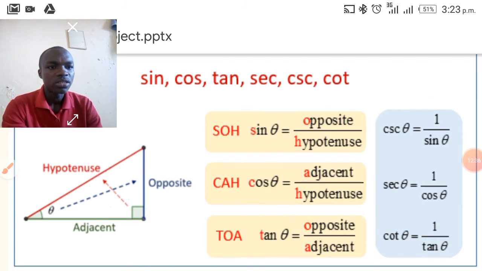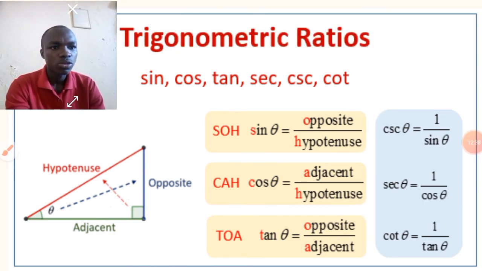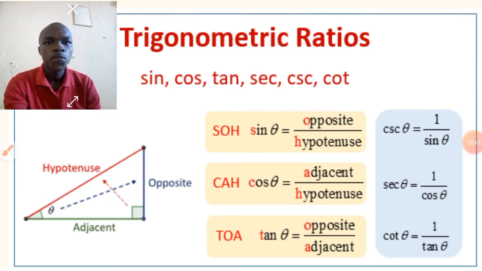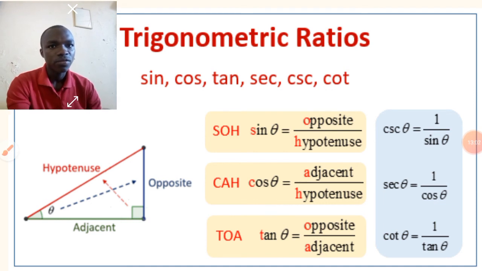Okay, that's the cosec, the sec, and the cotangent. Cosec is just 1 over sine. When you take the inverse of the sine of an angle, you have cosec, then sec is the inverse of cos, and cot is the inverse of tan. So it's just inverse. When you take the inverse of the tangent of an angle, you have cotangent. When you take the inverse of the cos of an angle, you have sec, that is secant. When you take the inverse of the sine of an angle, you have cosecant, or the cosec.